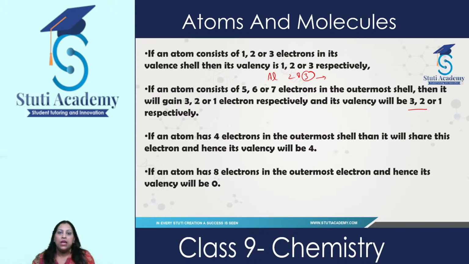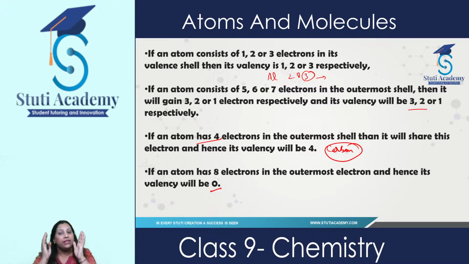And sometimes if an element has 4 electrons in its outermost shell, then in this case its valency is 4. And this is an exception. Carbon is an exception. It shares electrons, and this tendency we will discuss in the carbon and its compounds chapter in detail. And if an element has 8 electrons in its valence shell, its valency is 0, because it will not require any other electron to be stable in nature.